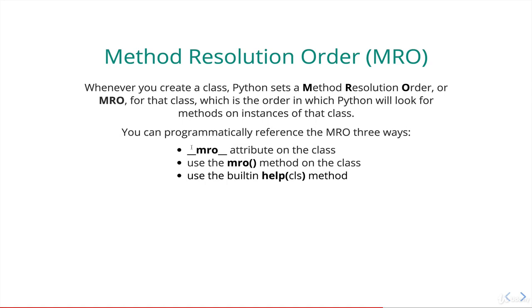So there is a dunder MRO attribute that is built into classes. So you can call that on any class you define or any other class you come across. There's an MRO method that you just pass a class into. And then there's the built-in help function we've already seen. You pass in a class name. And this is the most ideal. It's the one I like the best. It just gives you the most readable human format to see what's happening.